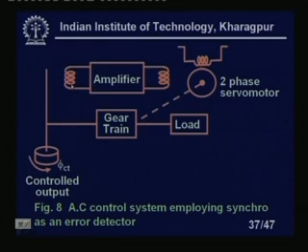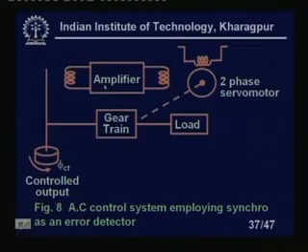Okay, this is our synchro control transformer rotor output, because this error voltage will be available in the control transformer rotor output. This rotor output is going to the amplifier, and this amplifier is fed to a two phase servo motor. So, this is another phase, and these two are in quadrature, right.